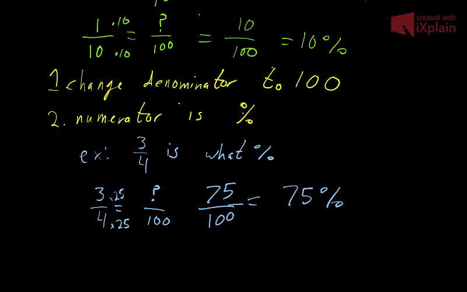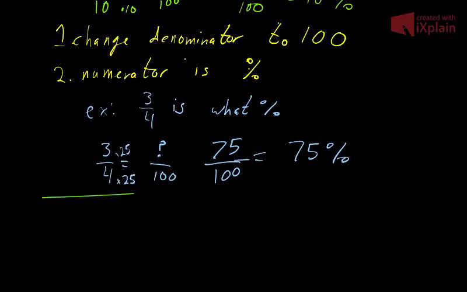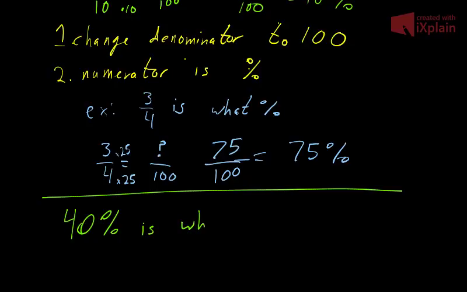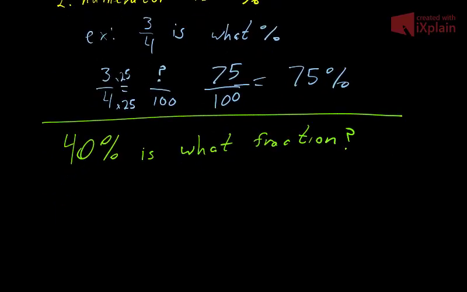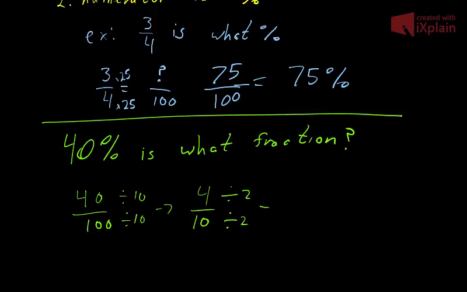So if I start with a percent and I would like to get to a fraction, we can go backwards. So 40% is what fraction? And all I'm going to do here is start with 40%. I know that's 40 over 100. And then I can simplify this. So I'm going to divide both sides by 10. And that's going to get me to 4 out of 10. And I can simplify that more by dividing the top and bottom by 2, which is going to give me 2 over 5. And that's going to end up as my final answer.